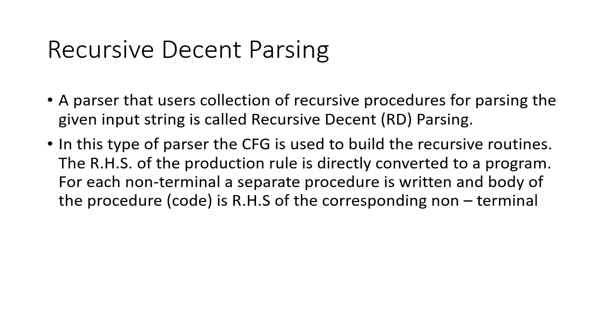Now let us come to recursive descent parsing. A parser that uses a collection of recursive procedures for parsing a given input is called a recursive descent parser, or RD parser. In this type of parser, the CFG is used to build the recursive routines. The right hand side of each production rule is directly converted to a program. For each non-terminal, a separate procedure is written, and the body of the procedure is the right hand side of the corresponding non-terminal. What this means is, if you have a grammar, convert it directly into a program.